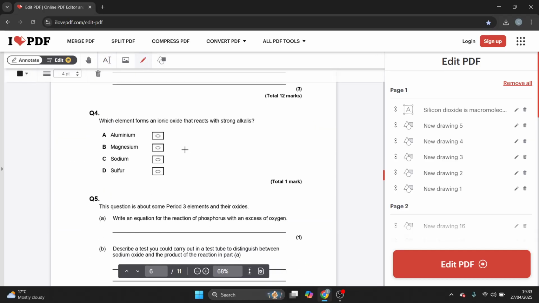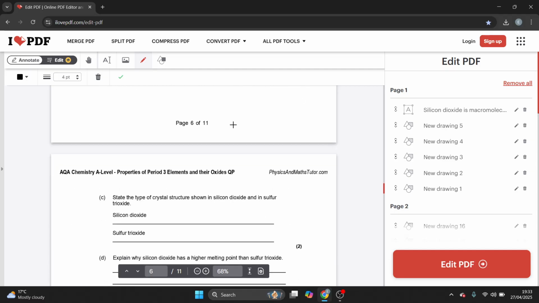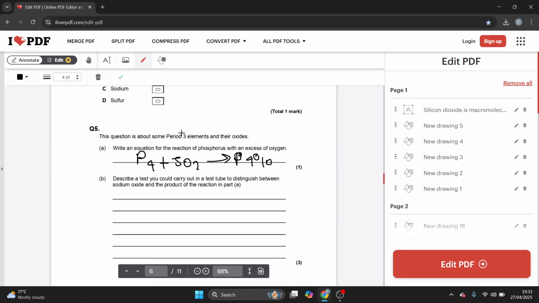Which element forms an ionic oxide that can react with strong alkalis? That is going to be aluminium oxide. Write an equation for the reaction of phosphorus and excess oxygen. Again, the way I like to do it, P4 plus 5O2 gives P4O10. Okay, and then part B, a bit of a weird one: describe a test you carried out to distinguish between sodium oxide and phosphorus oxide, because that's the product of the reaction in part A.